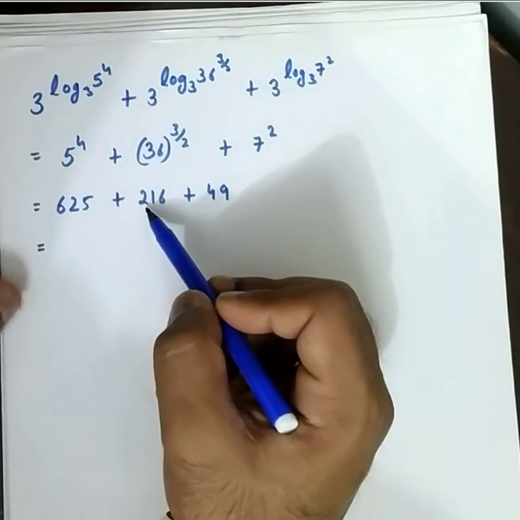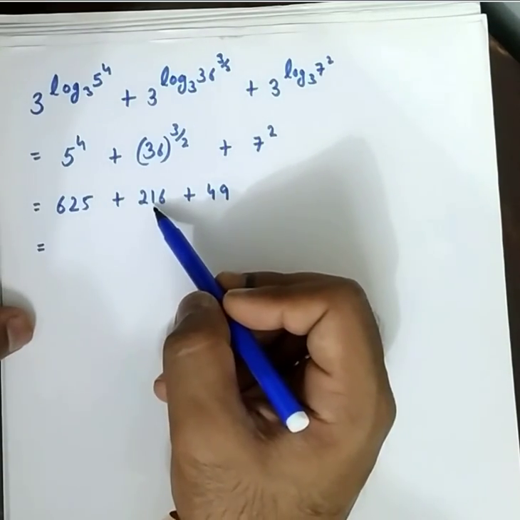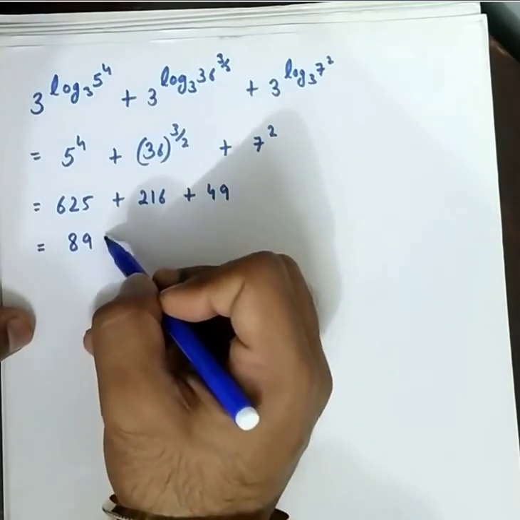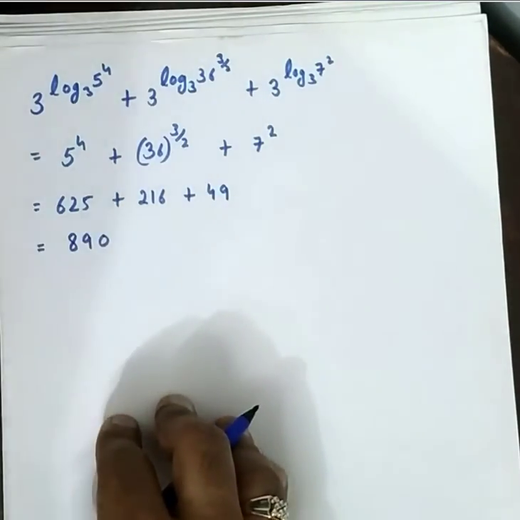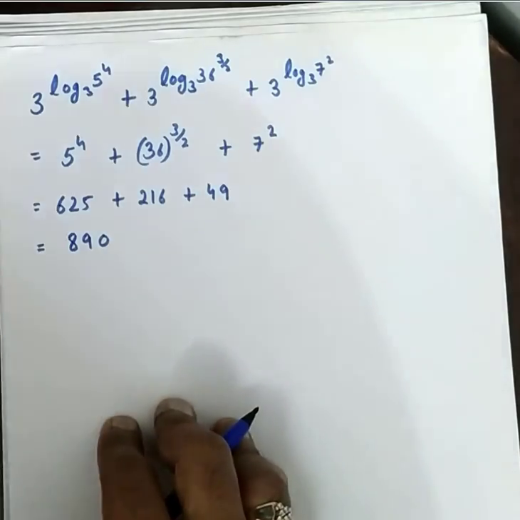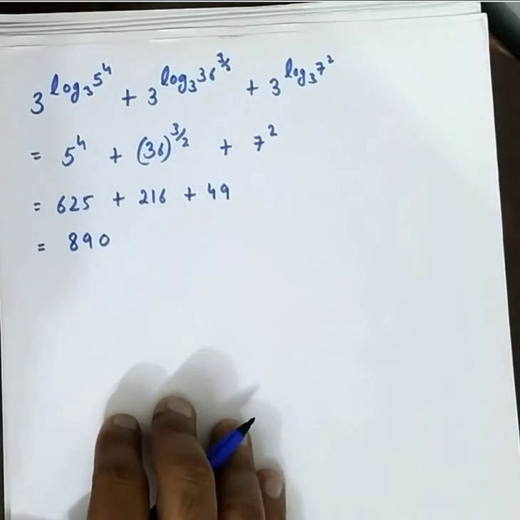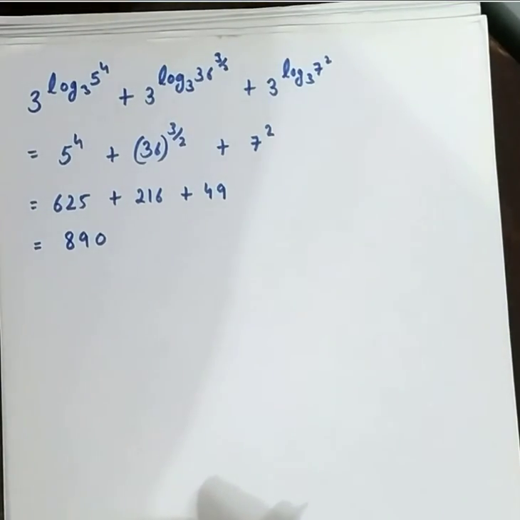So 6, 7, 800, 850, 865, 870, and 890. So that is the answer to this question, and that's 890. I hope this is quite clear. So that was a little calculative question on logarithm. I hope the questions still here are clear.